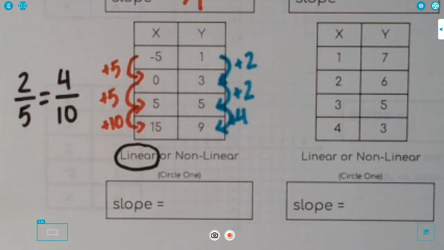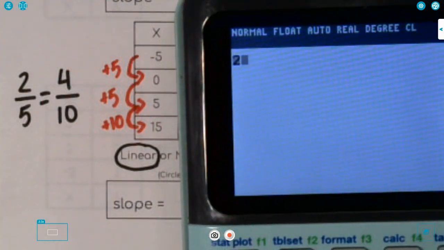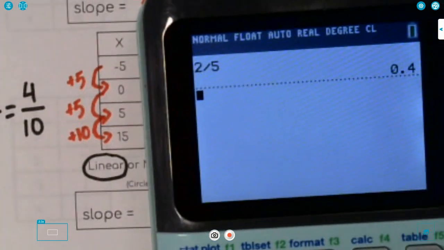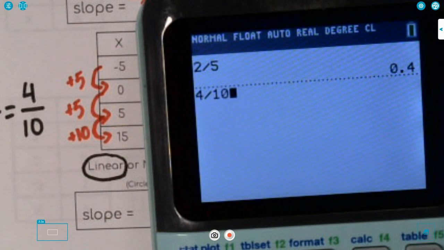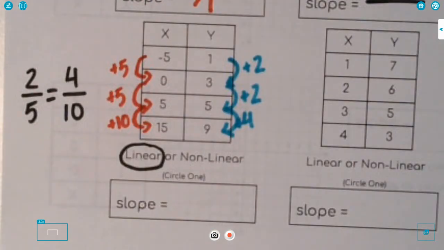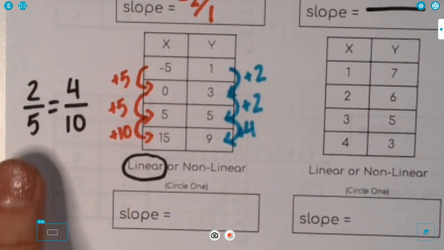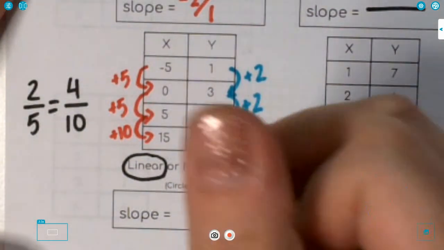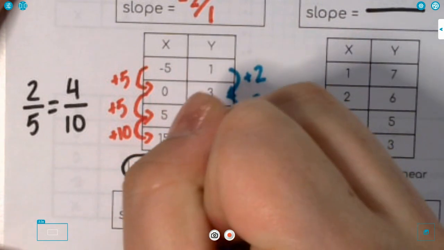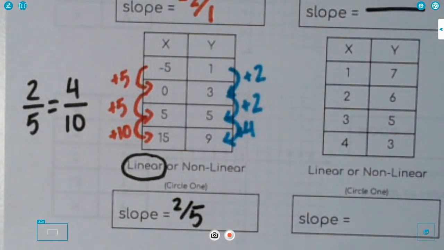If you don't want to spend time reducing fractions, you can use the calculator to check to see if they're equal to the same thing. Since fractions are just division, you could throw in your calculator 2 divided by 5, get 0.4, 4 divided by 10, get 0.4, and know that those two are equal to each other. Okay? So that means our slope on this one, we want our reduced version. So our slope here is 2 over 5. So those ones are linear, and our slope is 2 over 5.